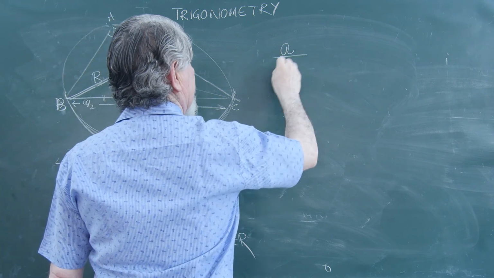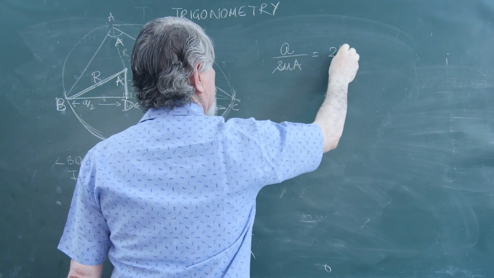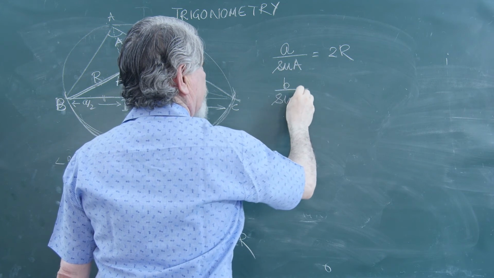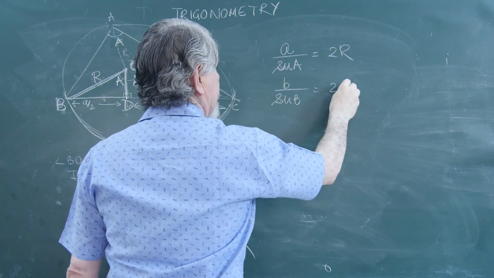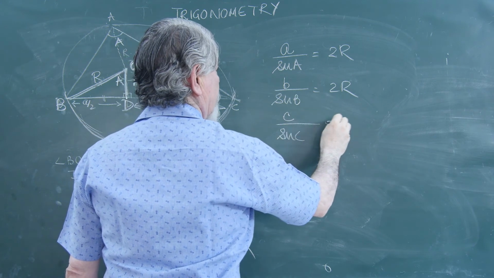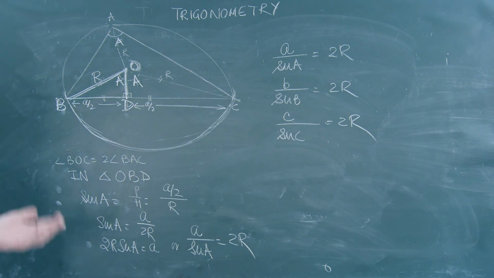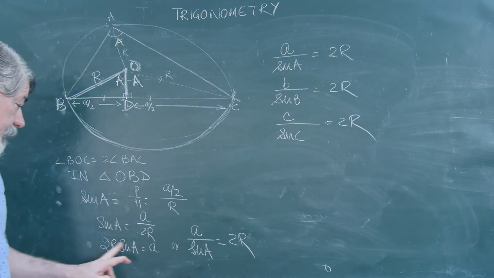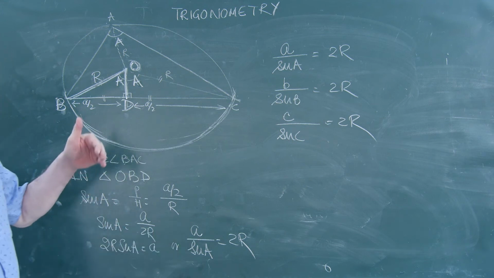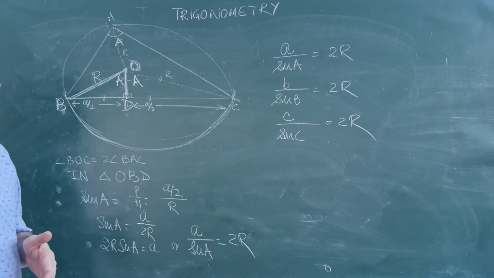A upon sine A is equal to 2R. On a similar basis, B upon sine B will be equal to 2R, and similarly, C upon sine C will be equal to 2R. A upon sine A came out to be 2R. I'll take sine A to that side. A upon sine A will be equal to 2R, B upon sine B is equal to 2R, C upon sine C is equal to 2R.